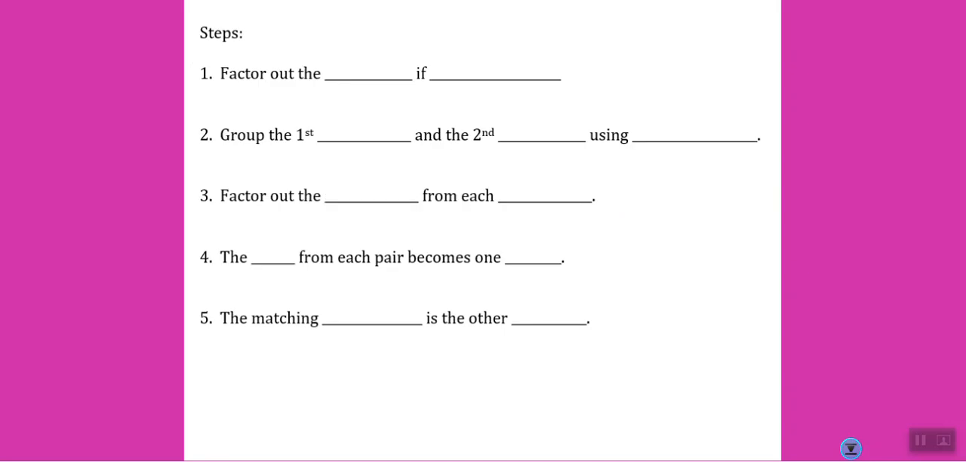So our steps. The first step is to factor out the GCF if possible. Not everything is going to have a GCF, so sometimes we won't be able to factor it out. Then we're going to group the first 2 terms and the second 2 terms using parentheses.